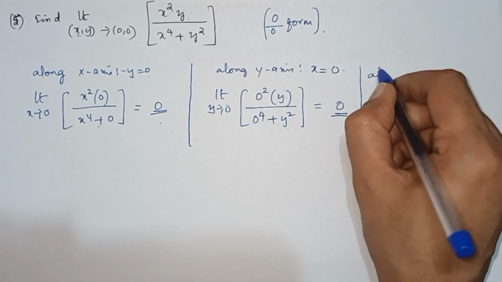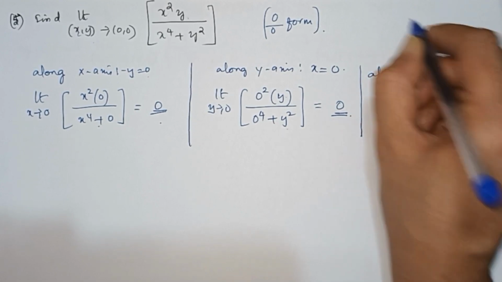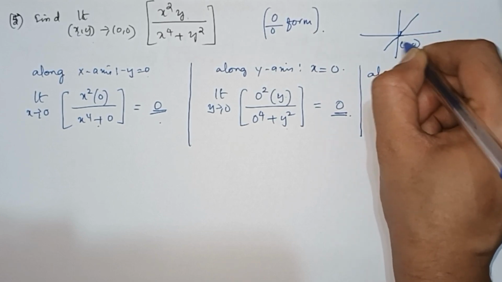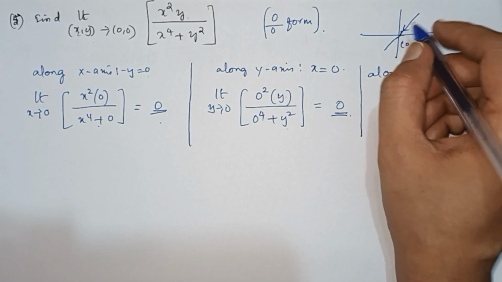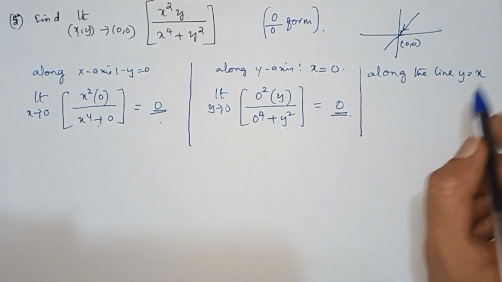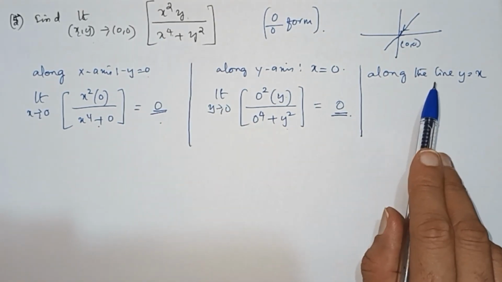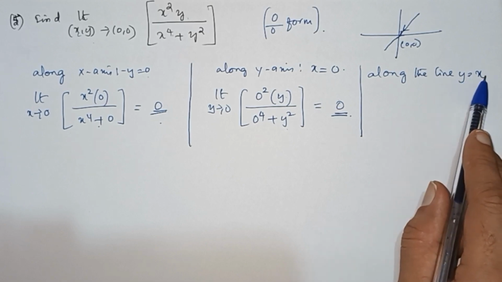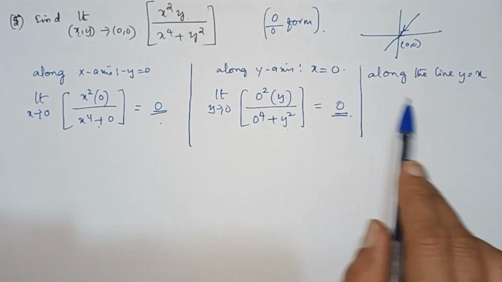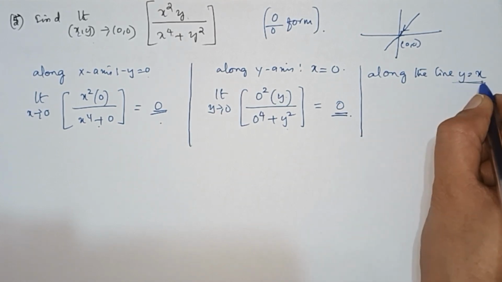So I will choose the line y equal to x. You know that y equal to x is a line passing through the origin. Therefore, to approach the origin, I will choose this line. You can take a line in general as y equal to mx. After simplification, if you get a function containing only m, then the limit does not exist because it varies as you change m. So let us just take y equal to x now.